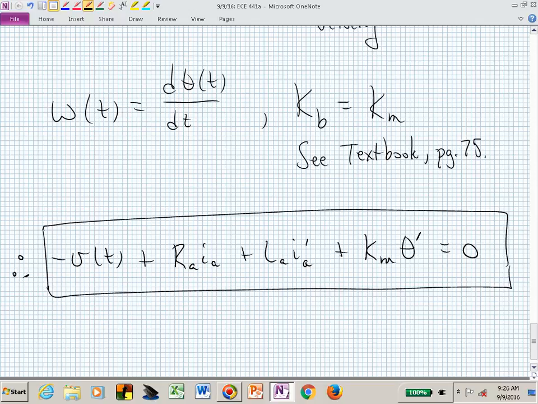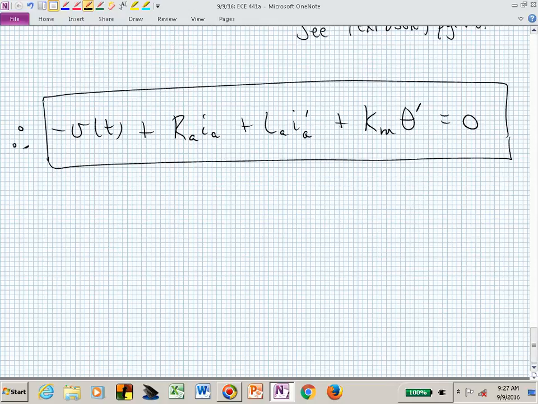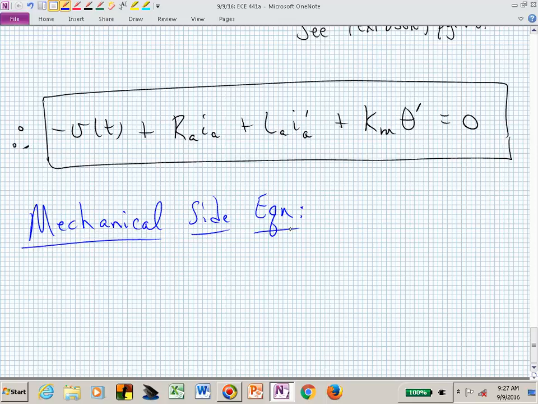That's one expression describing the dynamic relationship between the applied voltage and the shaft's output angle. But we also need to keep track of what's happening on the mechanical side, because that theta is not just an arbitrary angle or position, it's influenced by the mass, the rotational inertia, and any rotational springs or damping that might be on that shaft.